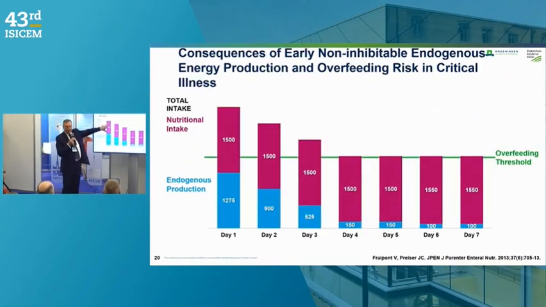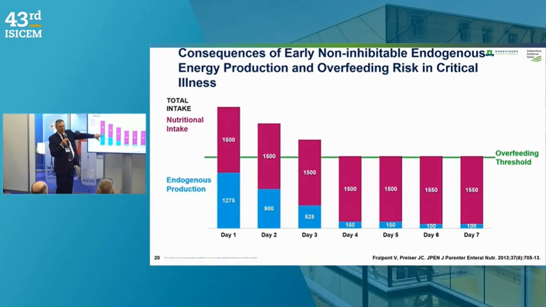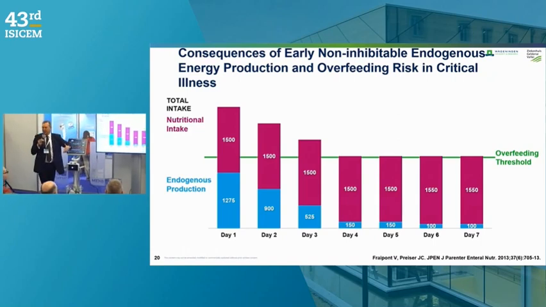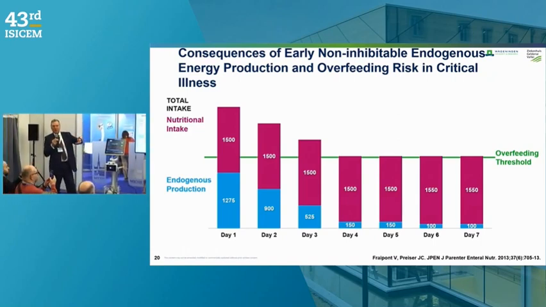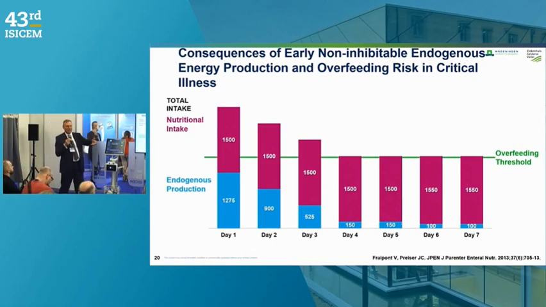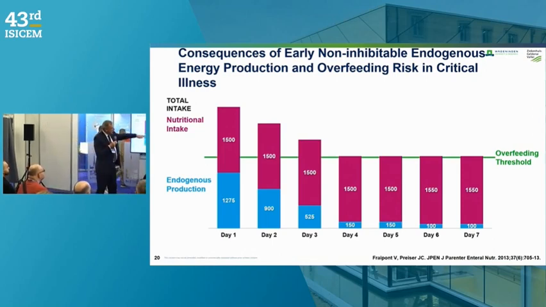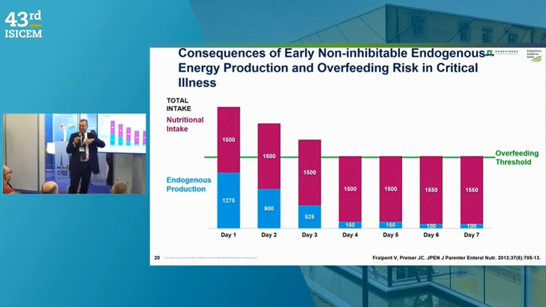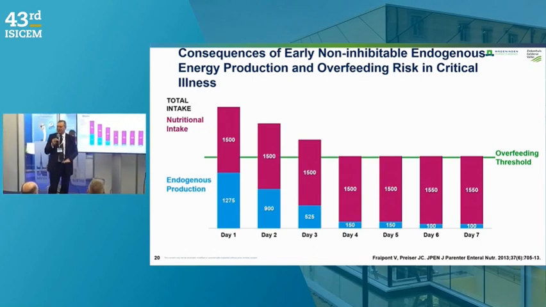When you measure 1500 kcals, in the first days you would give 1500, you have this endogenous energy production. That's the catabolic response. So patients produce a lot of glucose from glycogen, they break down lipids and amino acids, so there is a lot of energy. And this is non-inhibitable. So normally when you give feeding, you will stop breaking down your stores. But ICU patients keep on breaking down the stores. That's catabolism. So when you give the full dose, what you measure, it's overfeeding.